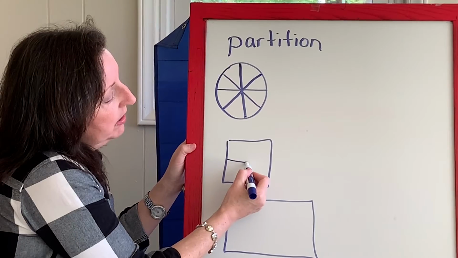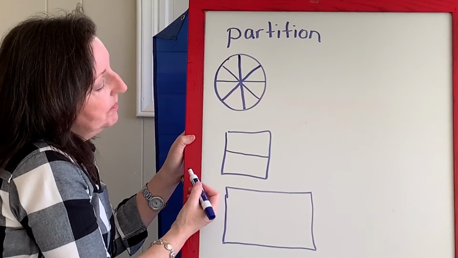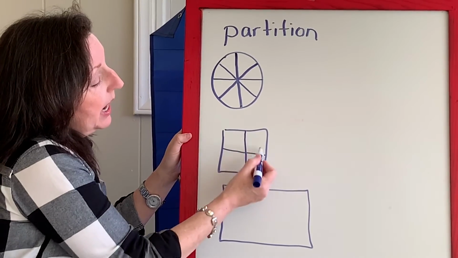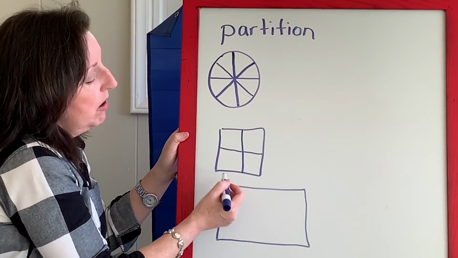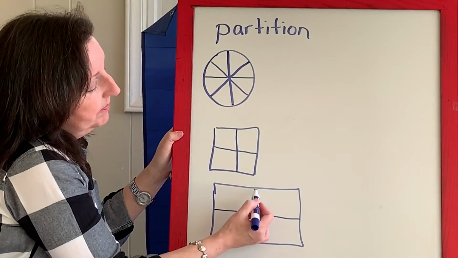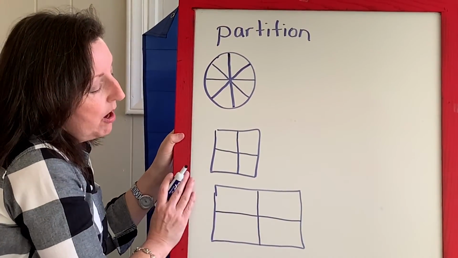Let's pretend this is like a piece of candy. There's a line through the middle this way and a line through the middle this way. Our pieces are getting smaller and smaller. Pretend this is like a Hershey bar. Look, our pieces are getting smaller and smaller.